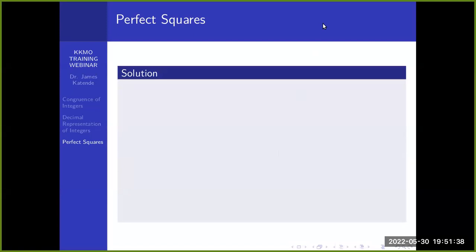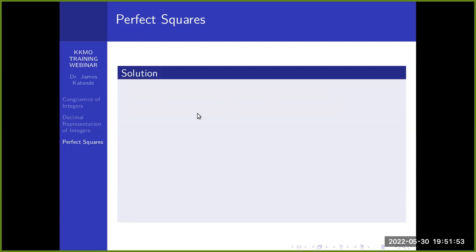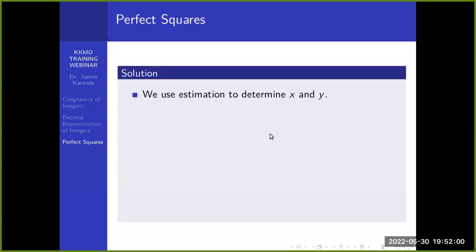So we can solve this. We will use some estimation. We need to find the smallest and the largest perfect square that will have the first digit as 2. So the number we have will start with the digit 2. We want to find something that is smaller than this, and 141 I think gives us that. 142 would push us into over 20,000, and that becomes a problem. So this will be smaller than the number we are looking for, our square number.